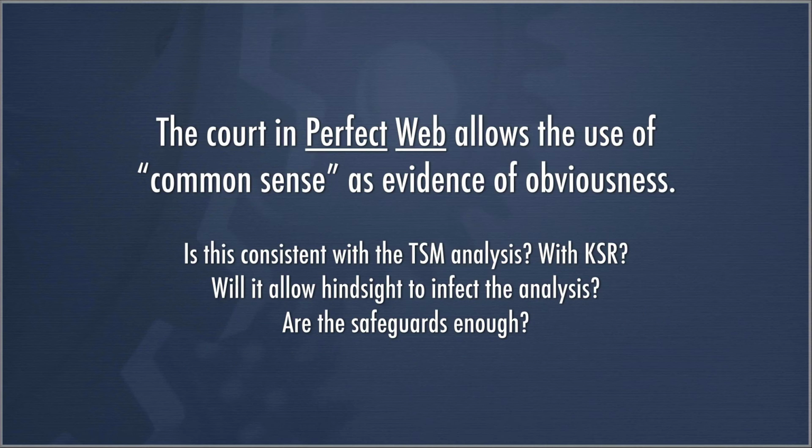So the important part about the Perfect Web case is to recognize that what the Perfect Web court does is allow the use of common sense as evidence of obviousness, right? So rather than require an individualized reference to show all of the elements of the claim, the court allowed some of the gaps to be filled by the knowledge of the person of ordinary skill in the art, and not necessarily knowledge specifically tied to a particular reference, but instead just the common sense that a person in this field would have about how these systems would work and how they'd be put together.